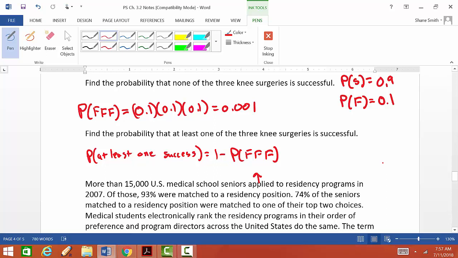This is the great thing about a complement, because you either have all of them failing or at least one of them is going to be successful. And the nice thing about this is we already figured out the probability of all 3 failing. It's 0.001. So the answer to at least one successful knee surgery is 0.999. So that's the knee surgery problem.